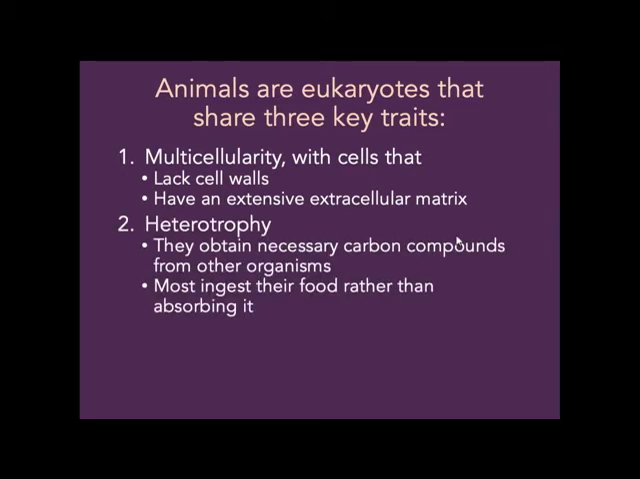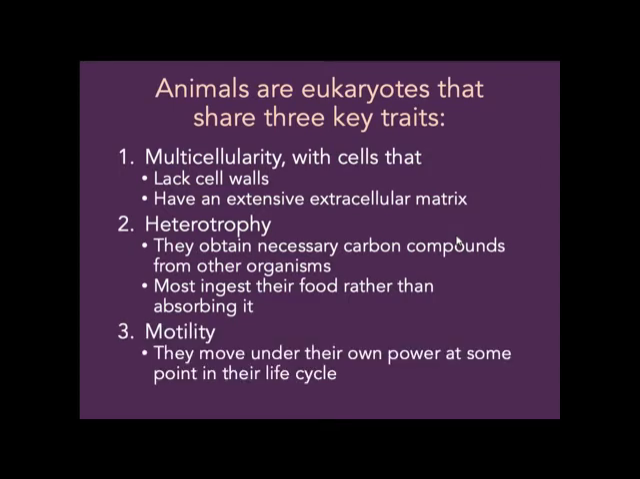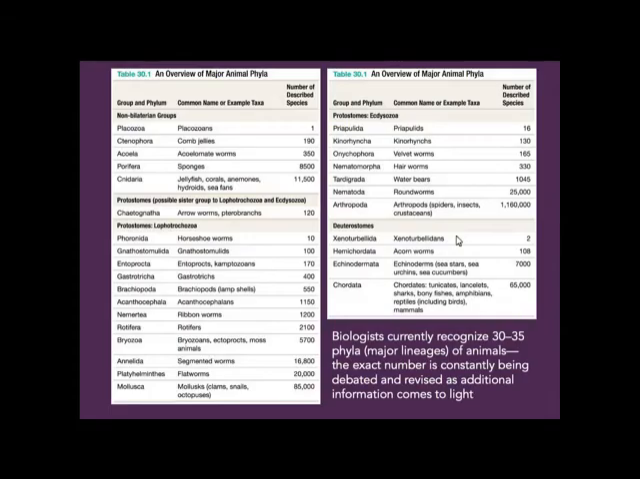All right, the second thing that animals have is they're all heterotrophs. So they all have to get the necessary carbon compounds that they need from other organisms. And so none of them are able to make their own food. Most animals ingest their food rather than absorbing it. So they take food into their body. There are a couple that just absorb stuff through their body wall, so we'll get to them. The third characteristic is that they're all motile, meaning at least at some point in their life cycle, they have the power to move on their own.